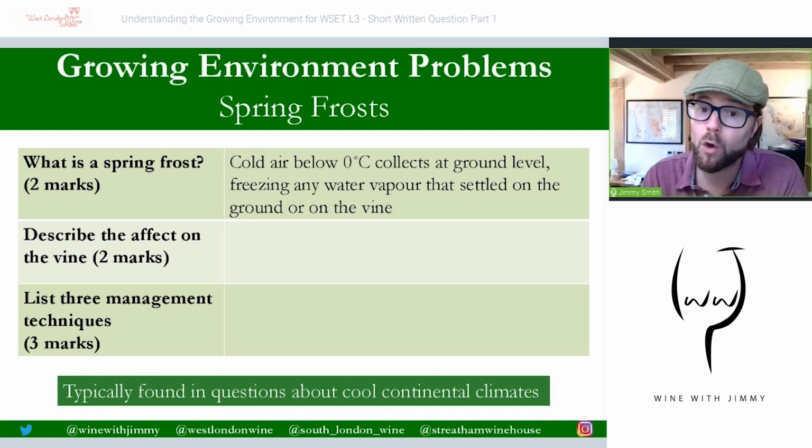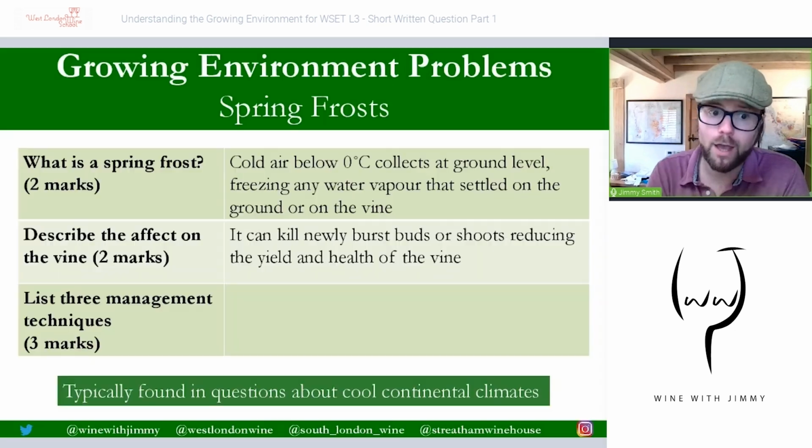Cold air below 0 degrees Celsius collects at ground level. And this could be with cold air just sweeping in, or the warm air that rises, leaving cold air below it, something like that. That freezes any water vapor that settled on the ground or on the vine. Okay, so this is crucially below 0 degrees Celsius, and there's 2 marks available for that, talking about the water vapor after that point. Okay, describe the effect on the vine.